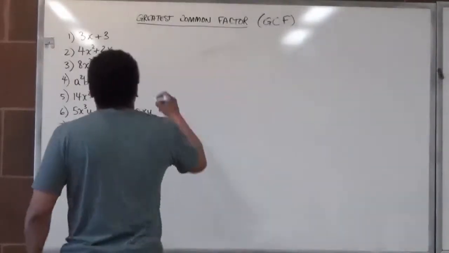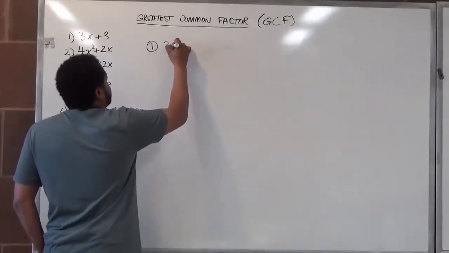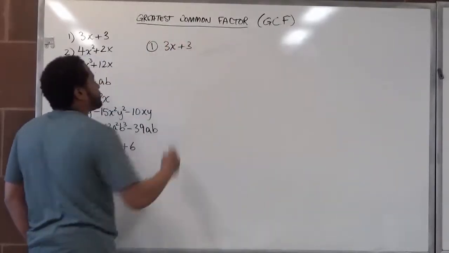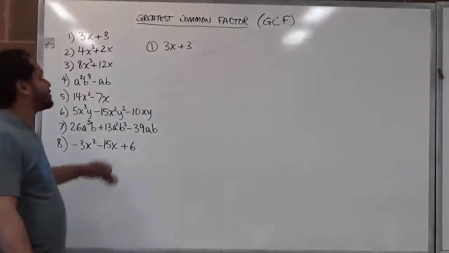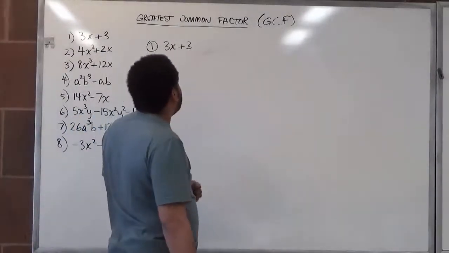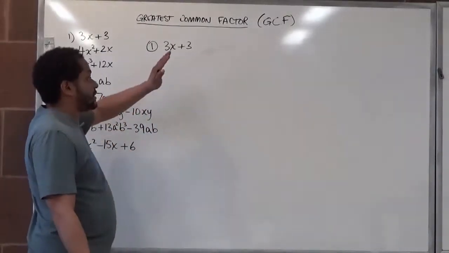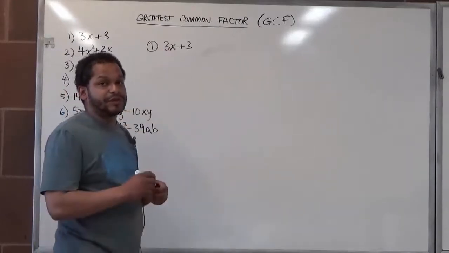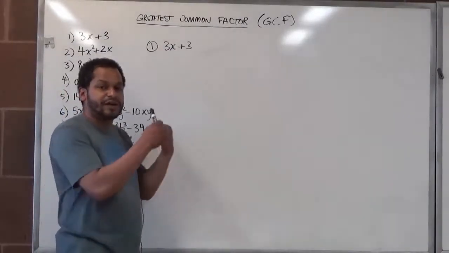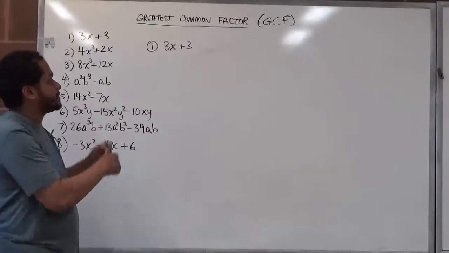Our first problem here is 3x plus 3. To do this, we usually identify the numbers in each term and the variables. The first thing we notice is that there's only a variable in the first term, so we already know that the greatest common factor doesn't concern the variables. However, it does concern the numbers.